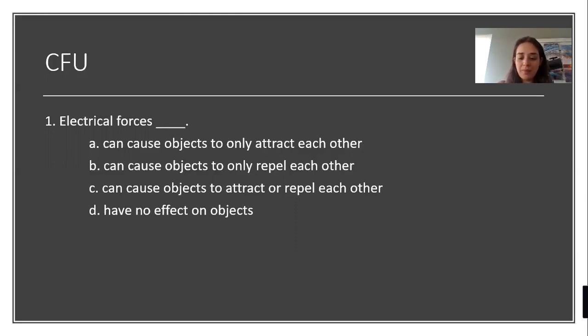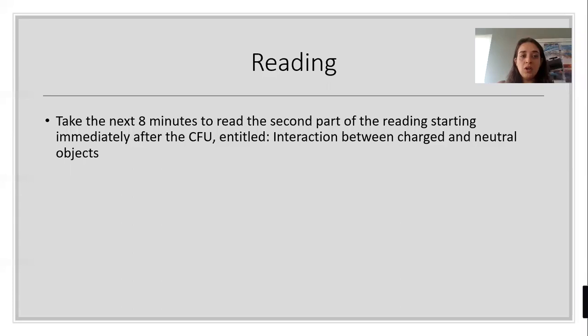Okay, let us continue. So now we're going to continue on with the remaining part of our reading. This part of the reading discusses how charged objects affect neutral objects, meaning objects that have a neutral charge. This section of the reading follows immediately after the check for understanding that we just did. And once you finish this reading, then press play so we can continue on. Press pause now.